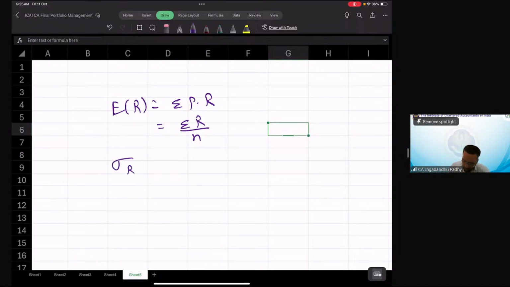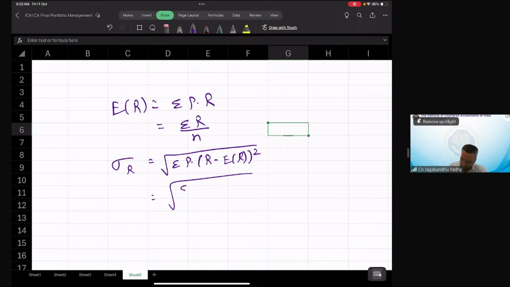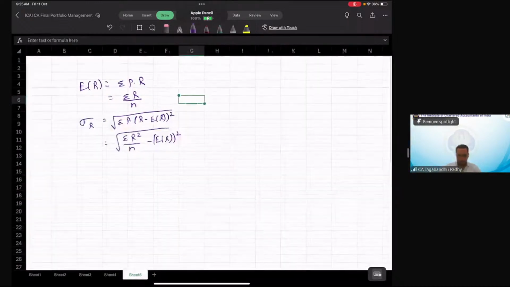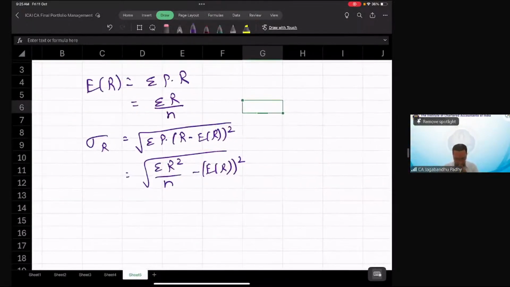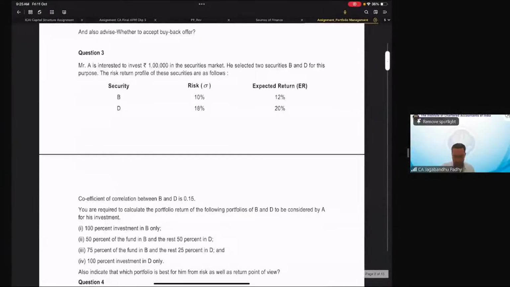When it comes to the standard deviation of the returns, it is the square root of summation of p into (R minus expected return) square. If it is historical data, then we can calculate it as the square root of summation R square upon N minus the expected return square. Okay, these are the four formulae that we have covered till now. Now let me just take up maybe some questions.